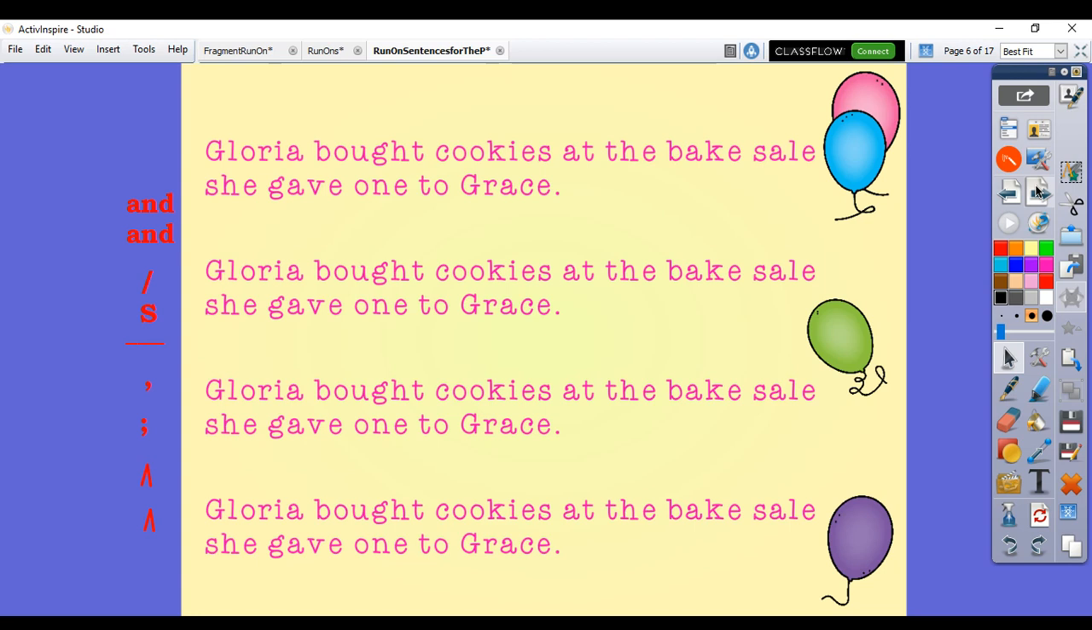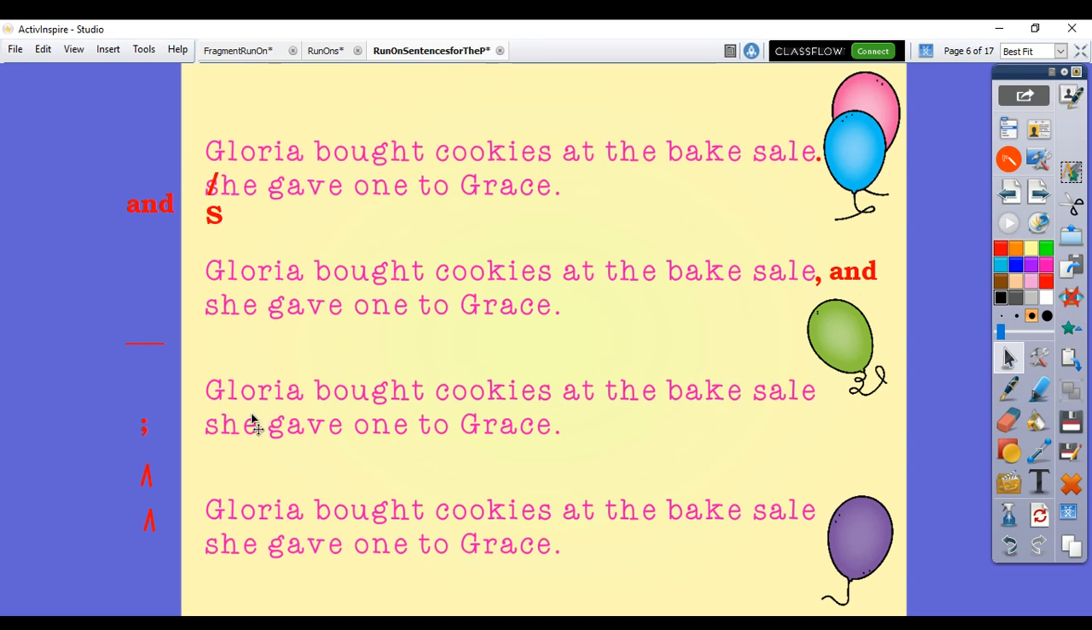All right, welcome back. Gloria bought cookies at the bake sale is a sentence by itself. I'm going to put a period there and capitalize the S in she because that is now the beginning of my second sentence. So that one is repaired. The next one we're going to repair by putting a comma at the end of the first sentence and using the conjunction and to combine my 2 complete sentences. And now I have a compound sentence. Gloria bought cookies at the bake sale and she gave one to Grace.